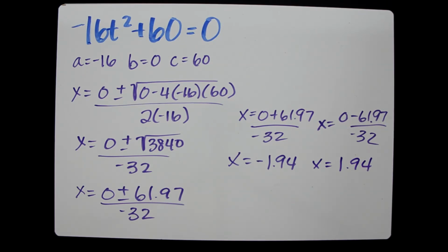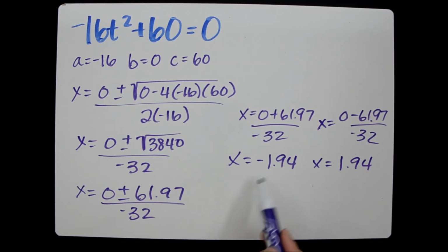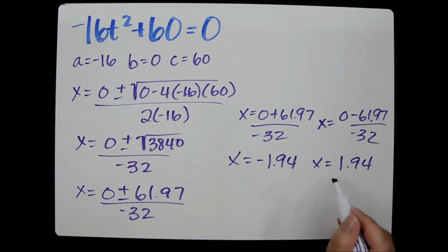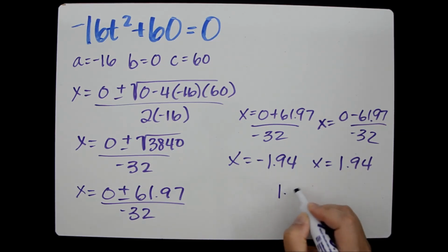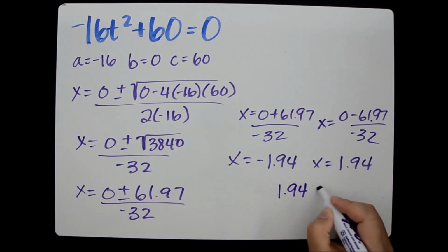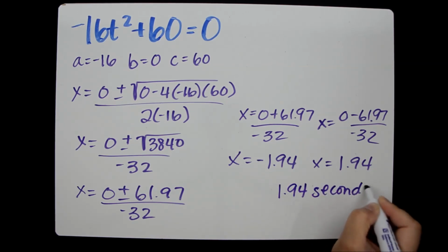So if we understand what the problem is talking about, we're talking about a soccer ball when it lands. It doesn't make sense that the soccer ball would land at negative 1.94 seconds. You can't have a negative time. And so the answer to this application problem would be positive 1.94 seconds.